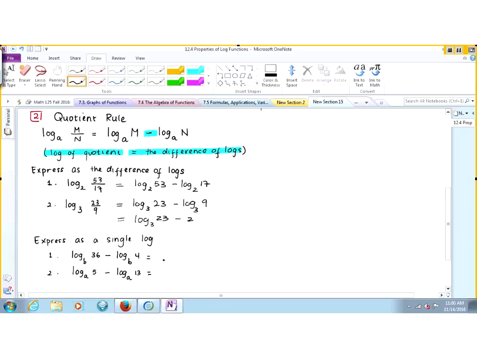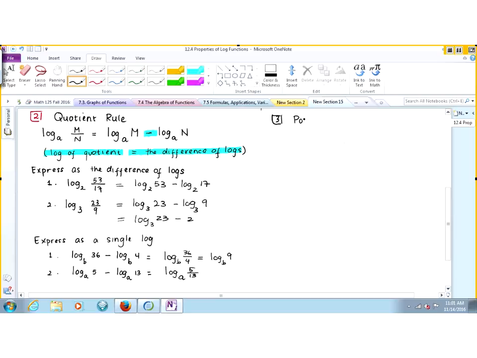All right. So then what? Number 1 would be log base b of 36 divided by 4. Can I simplify 36 divided by 4? Yes. That's right. Log base b of 9. How about number 2? Log base a of 5 over 13. But we cannot simplify 5 over 13, right? So we're done. Is it easy?